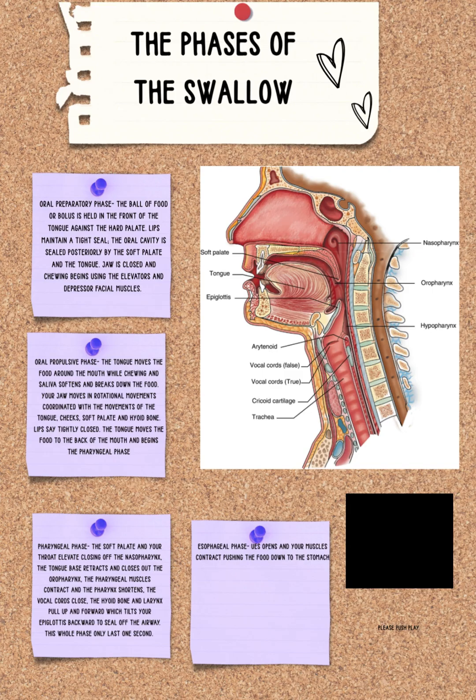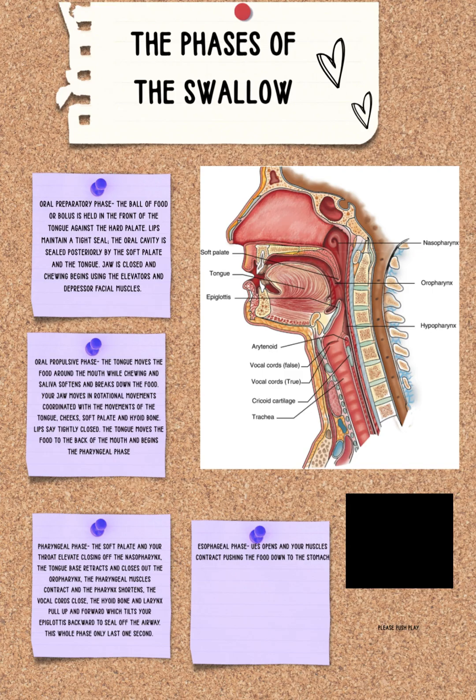And then your hyoid bone comes up and forward, which also lifts up your thyroid bone that comes up and forward, and that flips down your epiglottis. And your epiglottis is going to come down over your airway to prevent food from spilling down into your lungs. And that whole phase, the pharyngeal phase, only lasts 1 second.